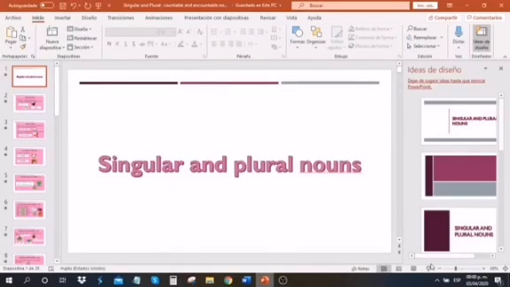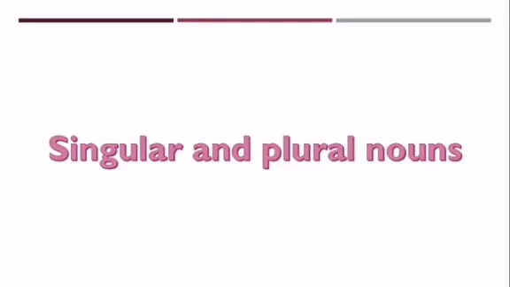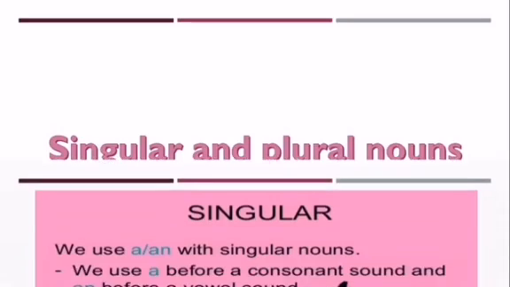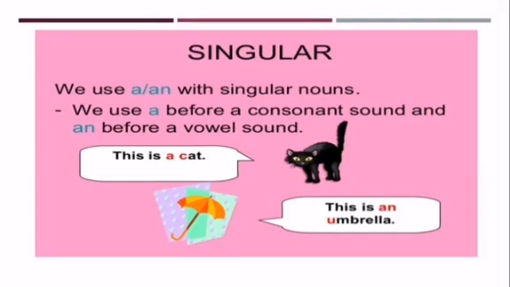Lesson today. We're going to talk about singular and plural nouns. Remember, what is a noun? A noun could be a thing, could be a place, could be an animal, okay? Let's do a review about the use of a or an.